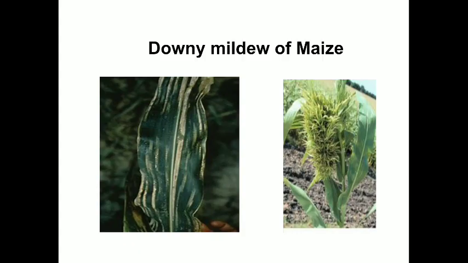Similar types of symptoms develop in the case of maize crop. The first image shows chlorotic patches or strips developing on the leaves, and the second shows partial or complete transformation of the earhead into a green leafy structure. In some cases leaf shredding is also there in downy mildew of maize.